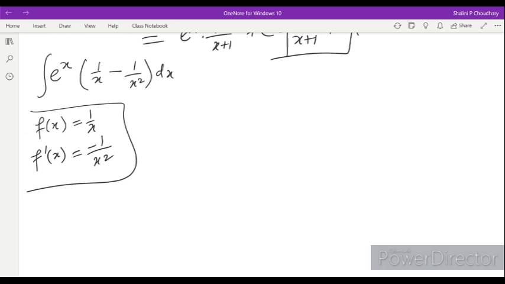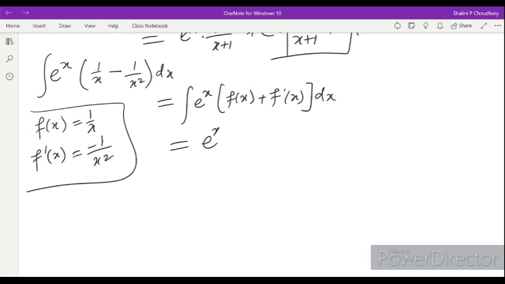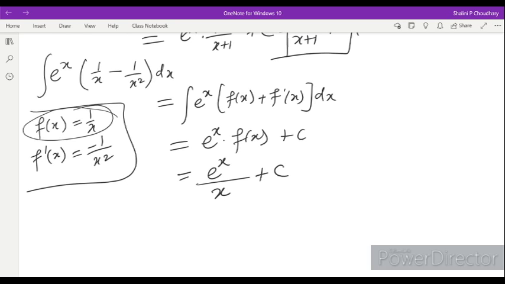Okay, so the integral is e to the power x into f of x plus f dash x dx. So we get e to the power x into f of x plus c. And what is the value of f of x? That is 1 upon x. So the value we are getting is e to the power x multiplied by 1 upon x, that is, divided by x, plus c. So this will be the answer.